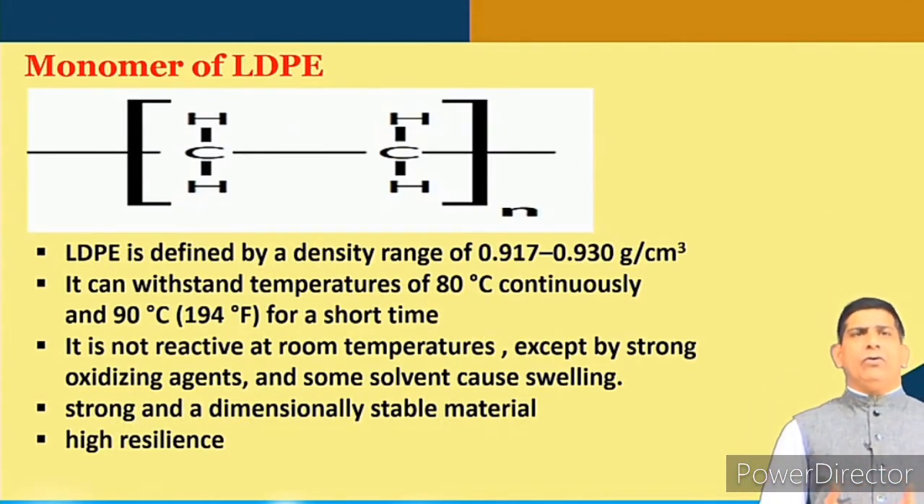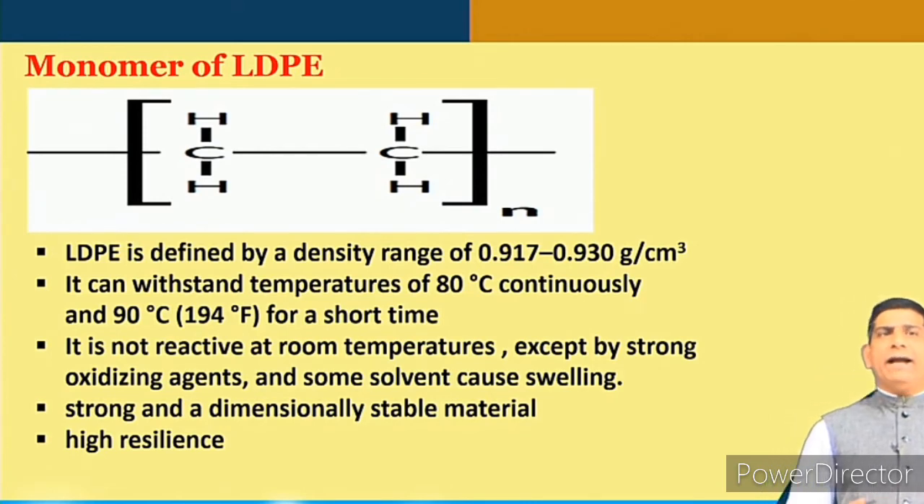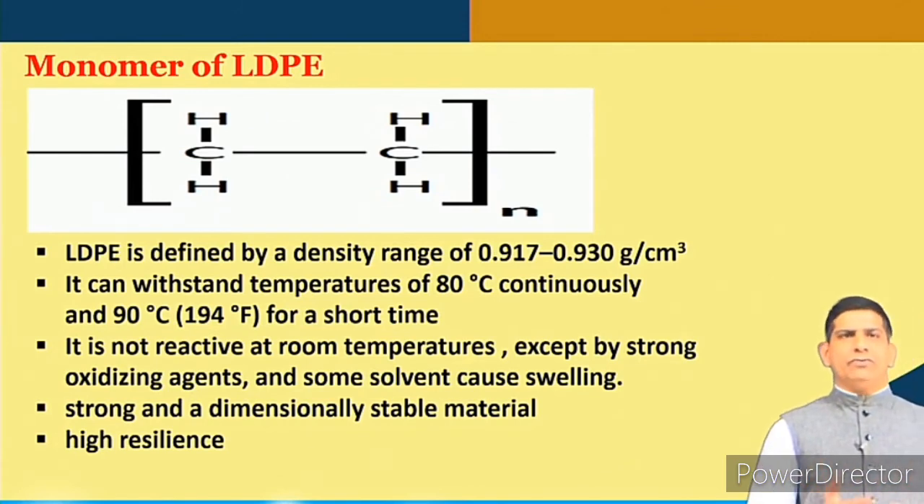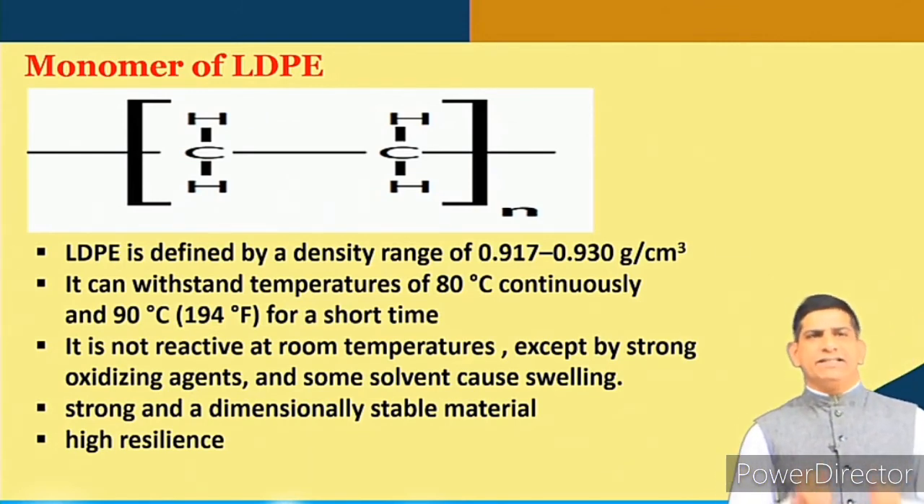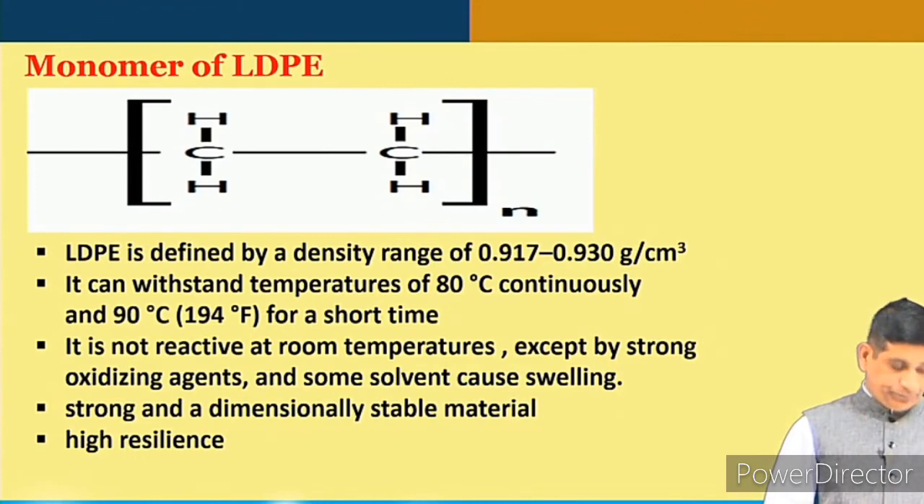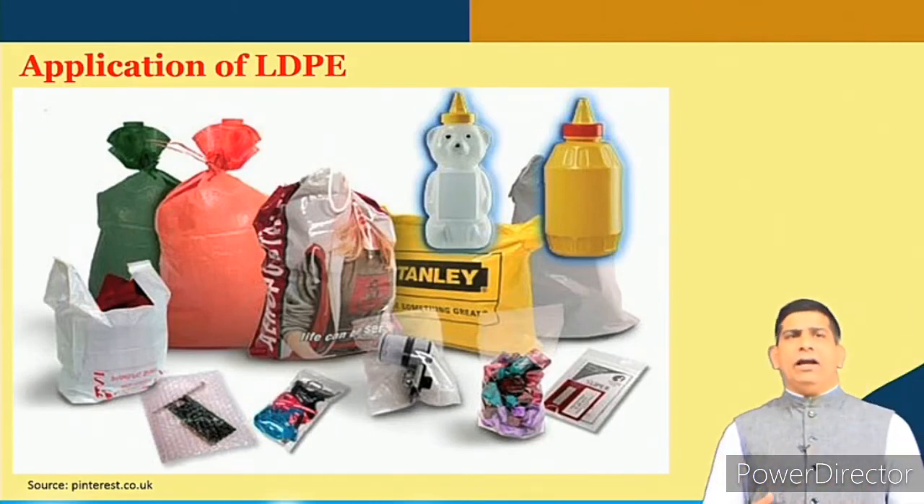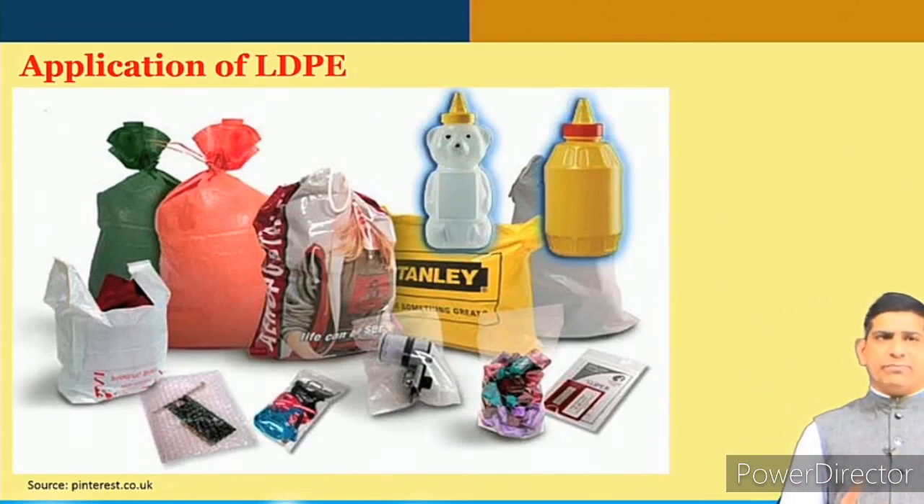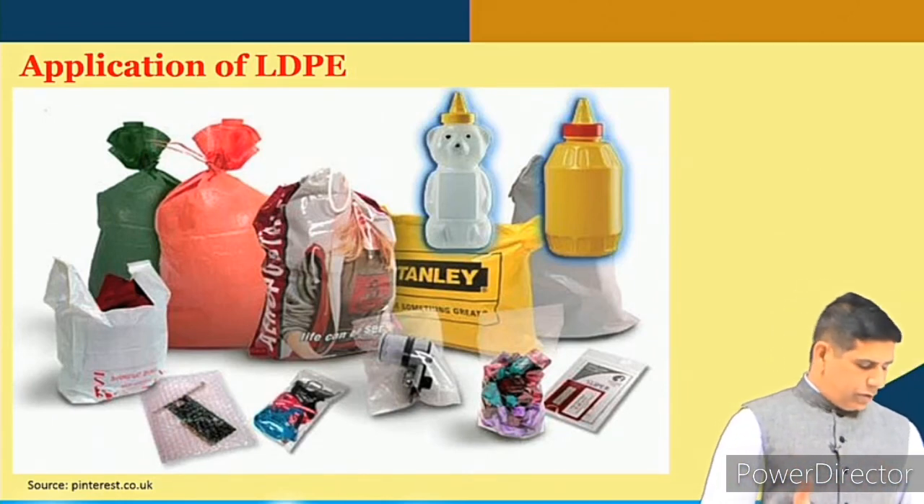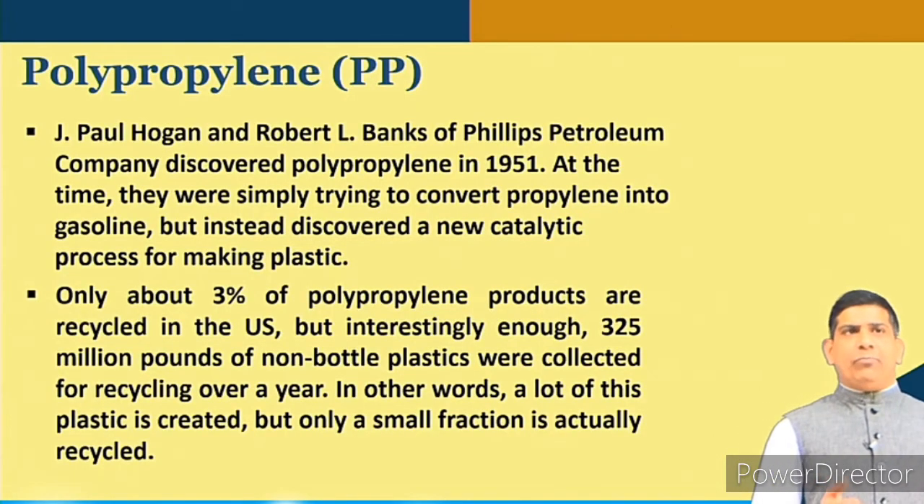LDPE has a very low density, and it can withstand temperatures up to 80 degrees. It is not reactive at room temperature except with strong oxidizing agents, which is why it's used a lot in household applications. It's a strong and dimensionally stable material with high resilience. As for applications, a lot of bags, different kinds of containers, thin containers, wrappers, and all those things, as you can see in this picture, are mostly LDPE, low density polyethylene material.